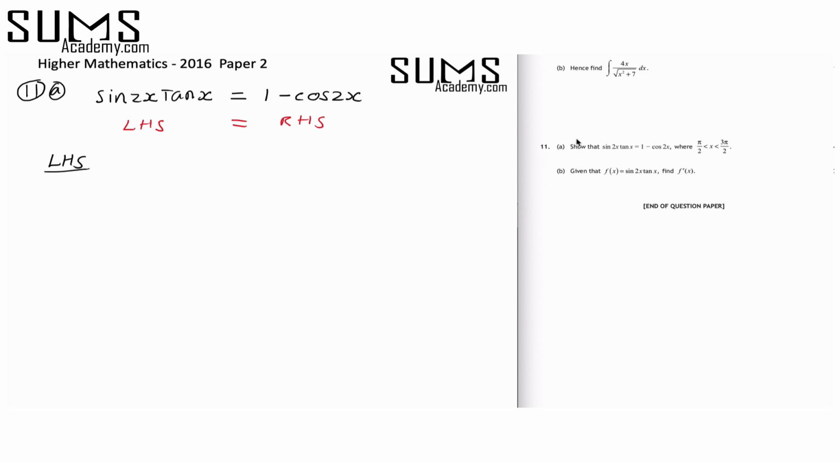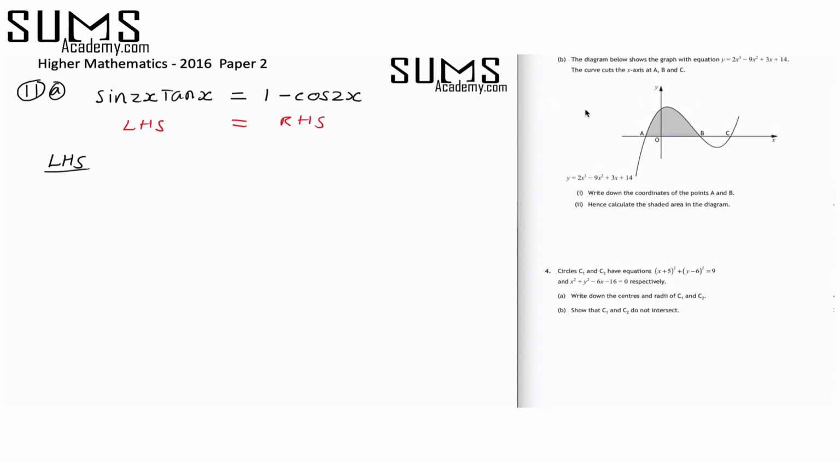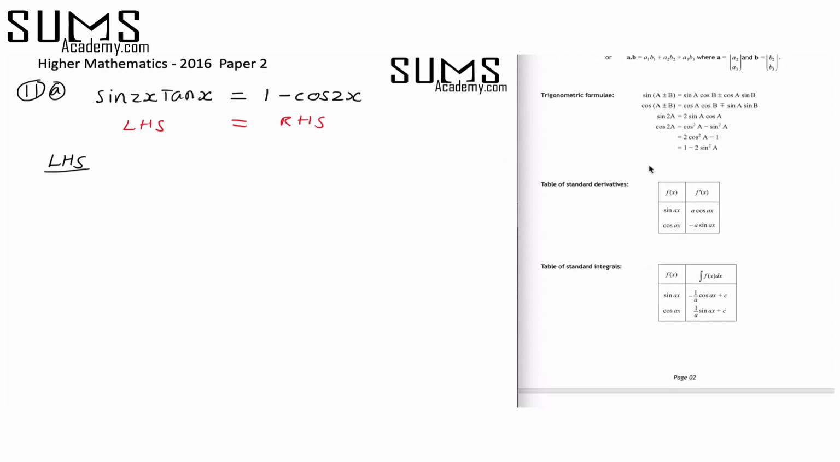Well, sine 2x, that looks familiar. If we go back up to our equation sheet, sine 2x, there's only one expression, becomes 2 sine x cos x. And what about tan x? Can that be simplified? Well, tan x is equal to sine x over cos x. That's one of the functions you just need to know off by heart.